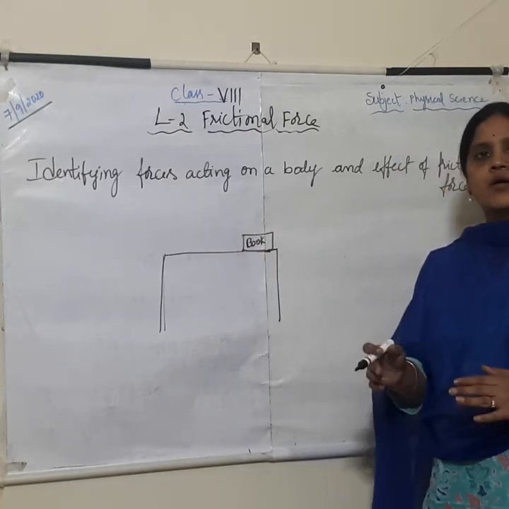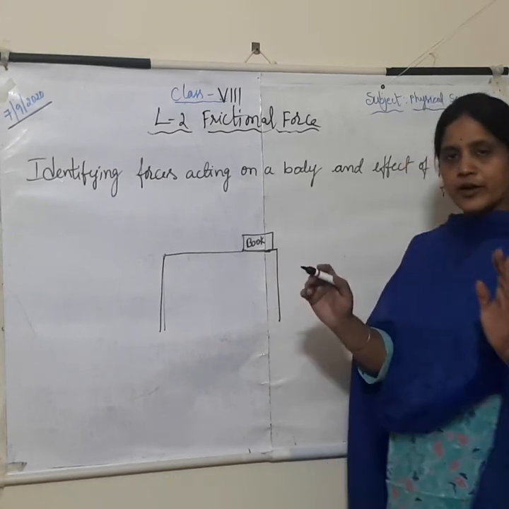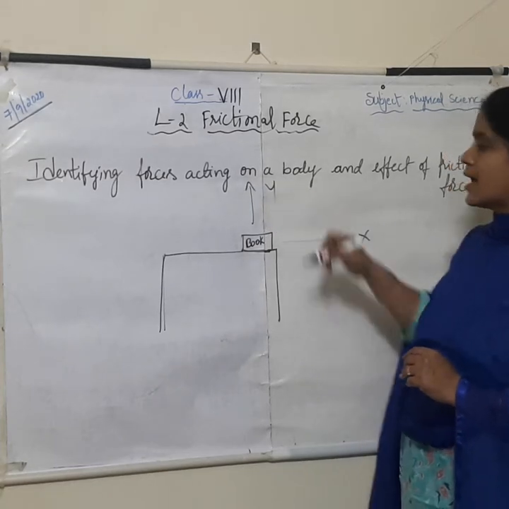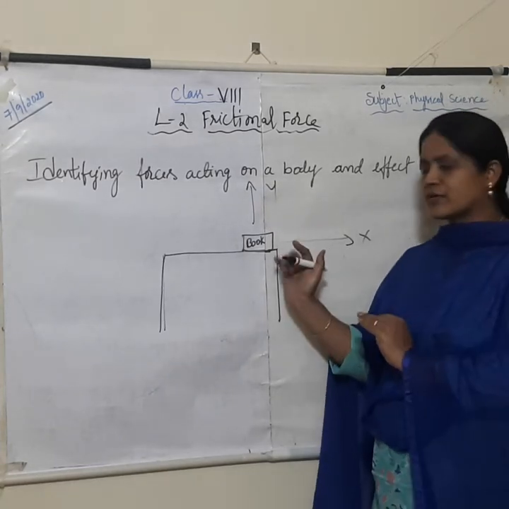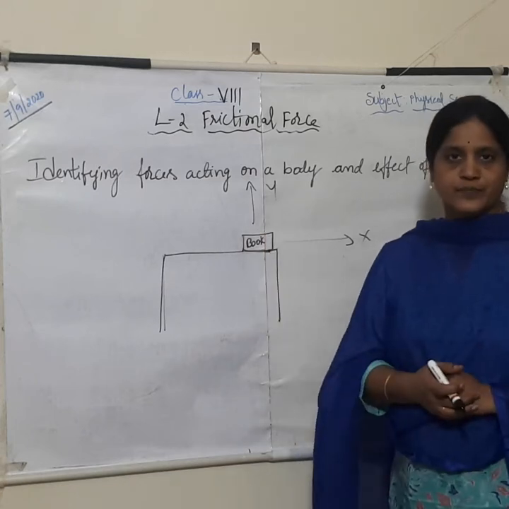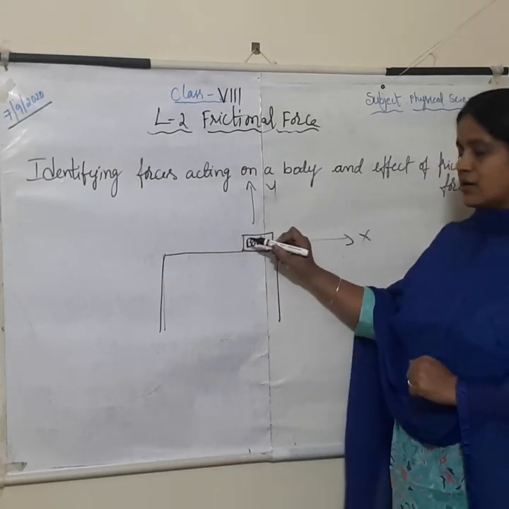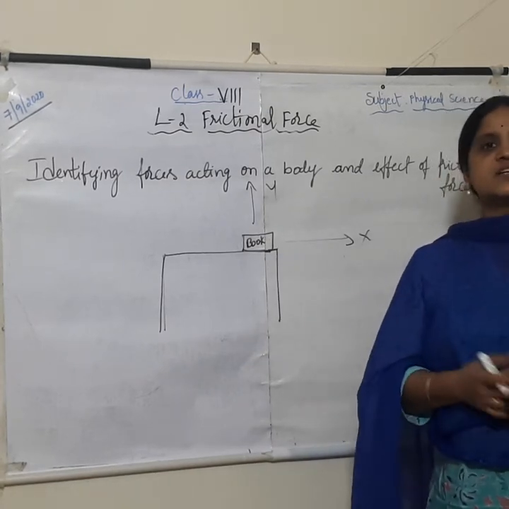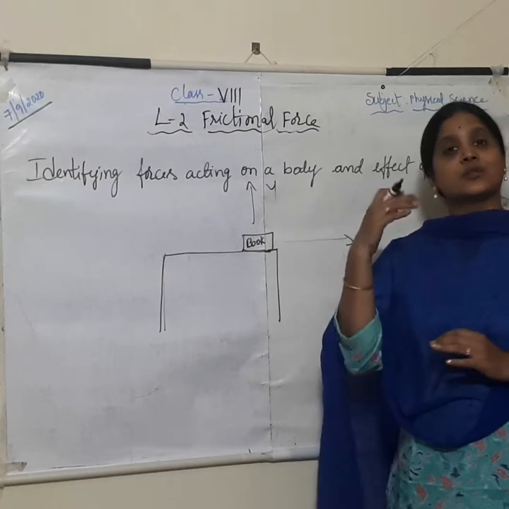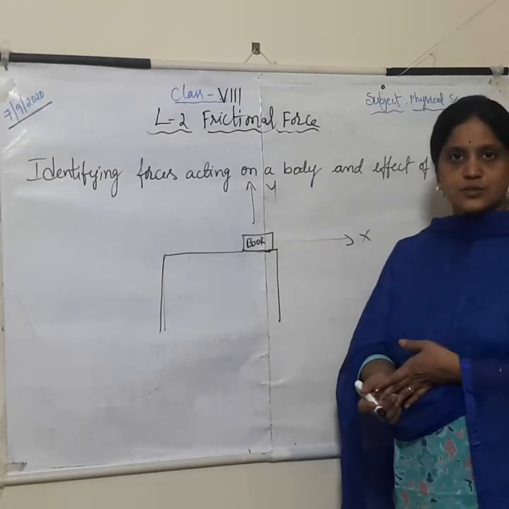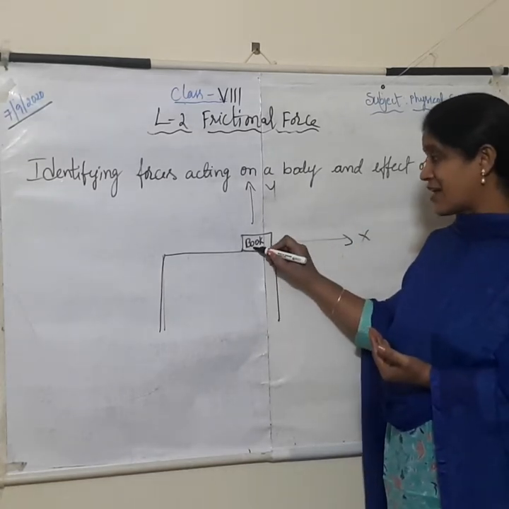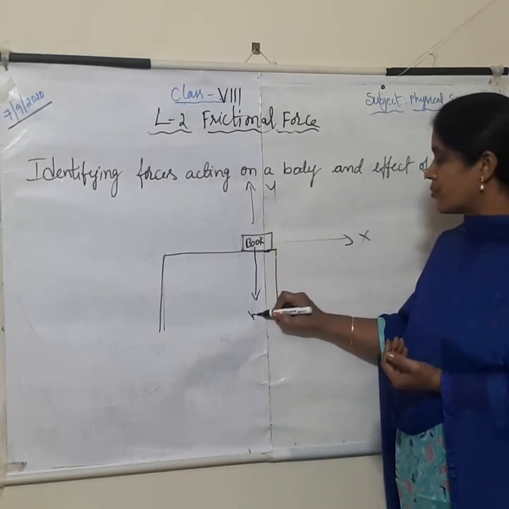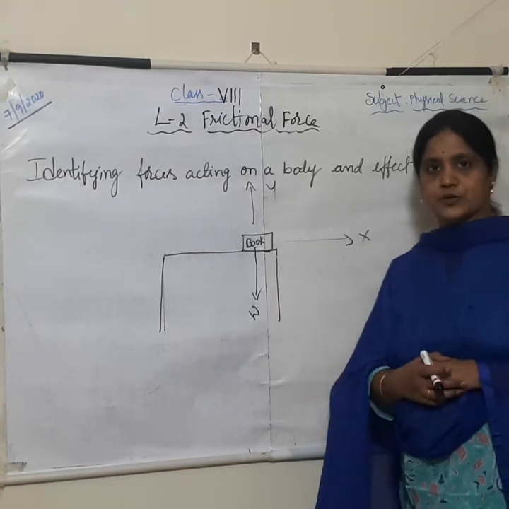On any object, we have to find out the forces along the x-axis and along the y-axis. First, find out the net force acting on the book. Generally, the weight of the book always acts downward, meaning the gravitational force related to the mass. So the book has a mass, the gravitational force attracts the book, so it acts downward. The weight of the body we represent with W.